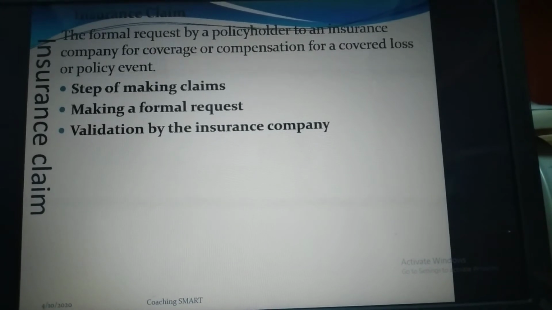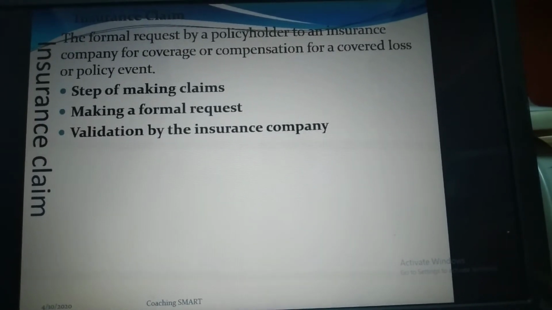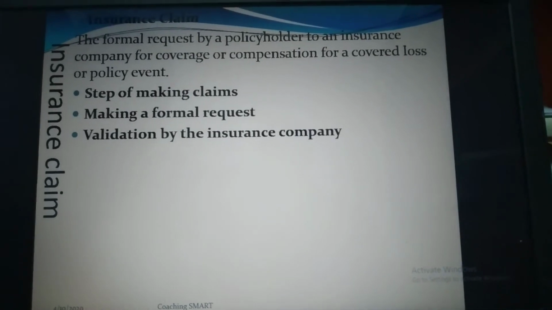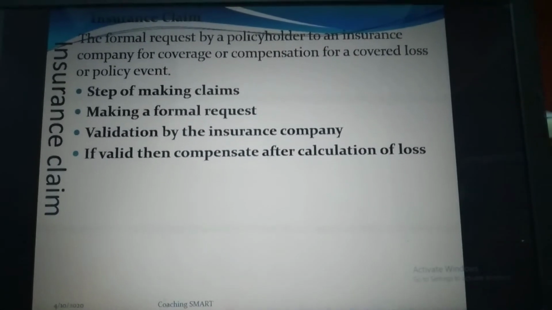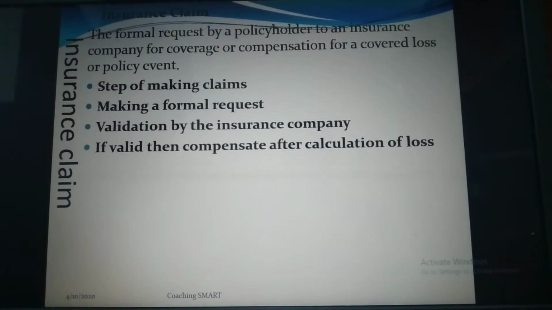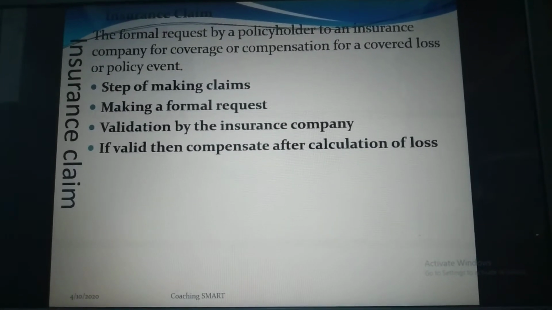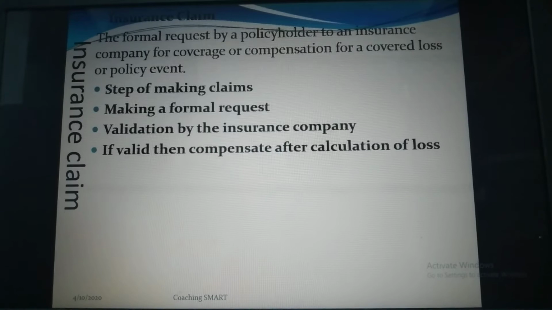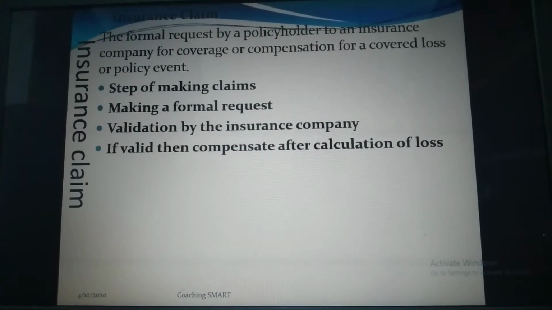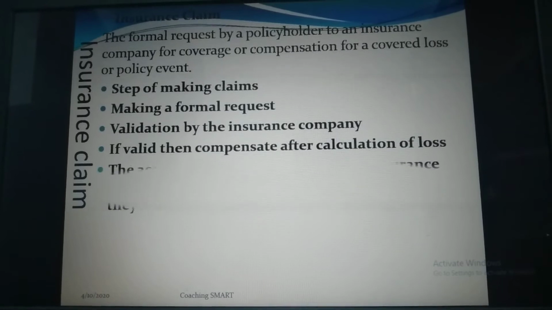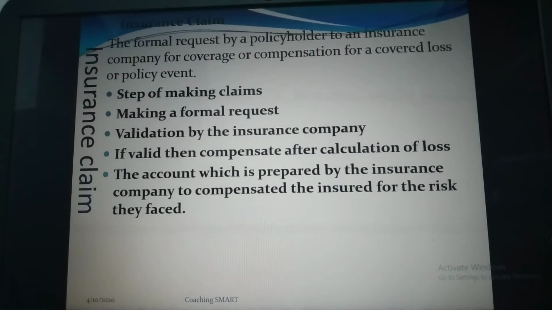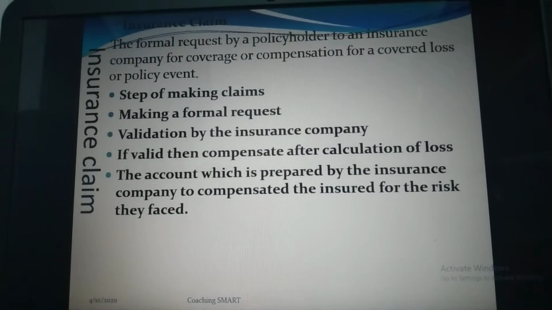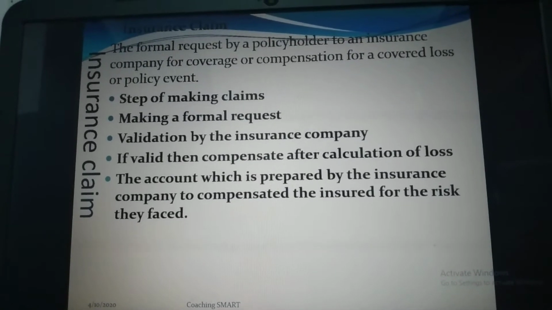Two, validation by the insurance company. The insurance company does the validation to establish whether the risk occurred or not. And then finally, if the risk is valid, if the incident which occurred is valid, then compensate after calculation of loss. So the loss must be calculated. The account which is prepared by the insurance company to compensate the insured for the risk they face. So these are the things that must be effected.